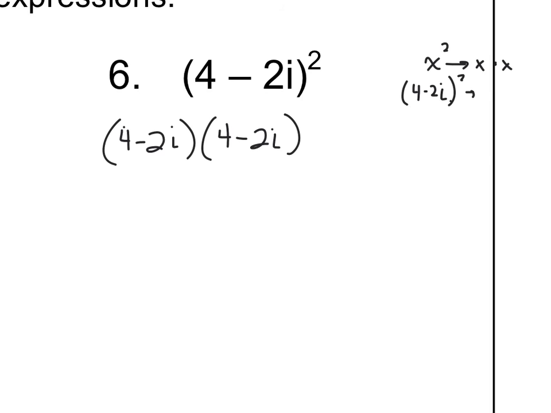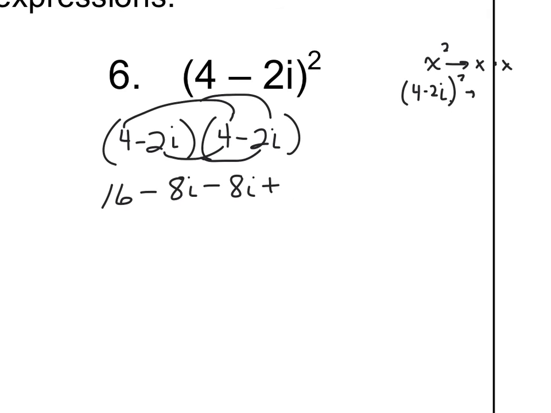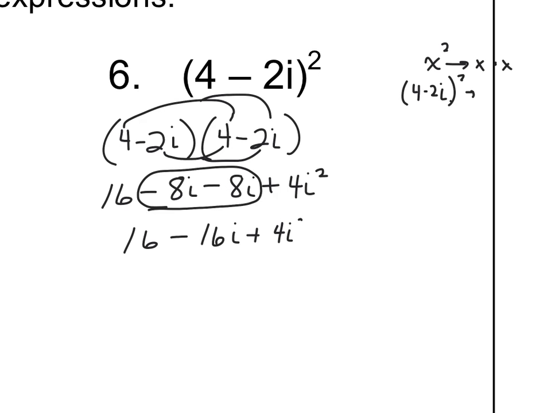So let's go first times first. Same thing we just did. 4 times 4 is 16. 4 times negative 2i is negative 8i. Negative 2i times 4 is negative 8i. And negative 2i times negative 2i is positive 4i squared. Combine my like terms, that's my next step. So 16 minus 16i. Negative 8 and negative 8 is negative 16. And then I have plus 4i squared.